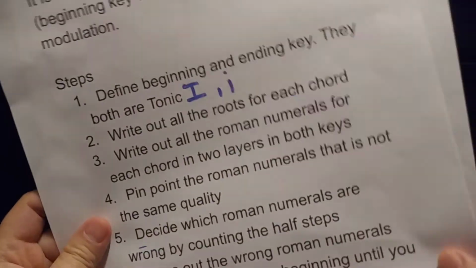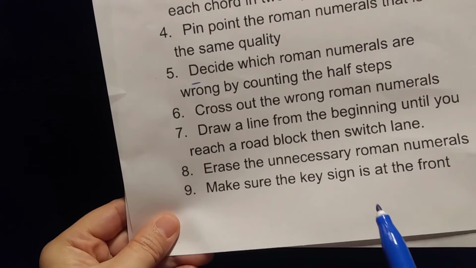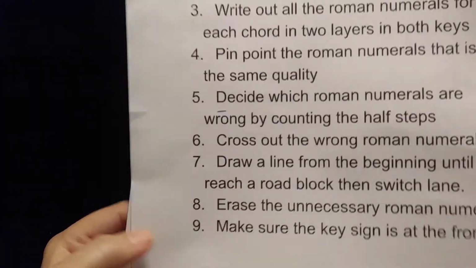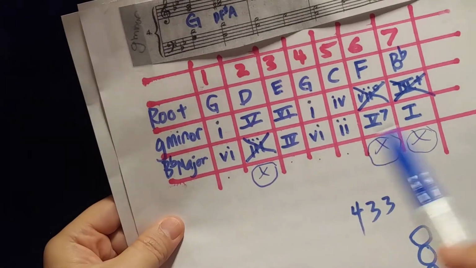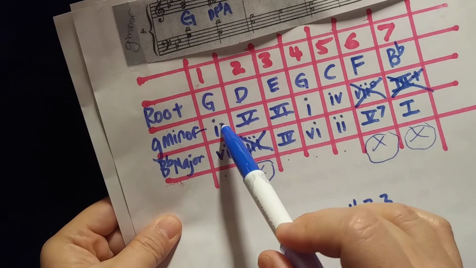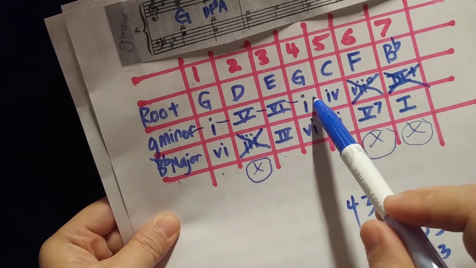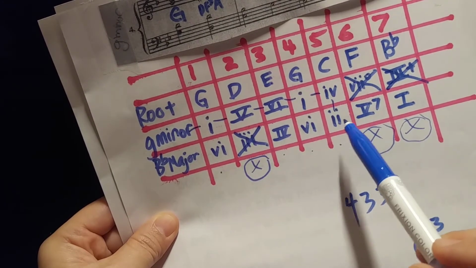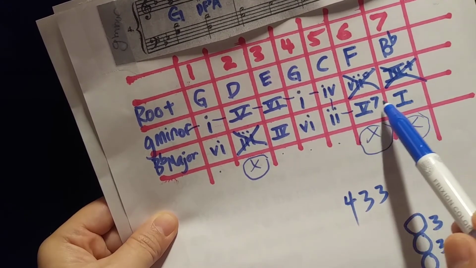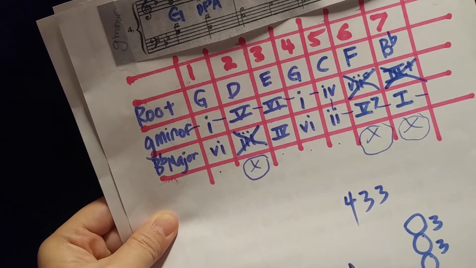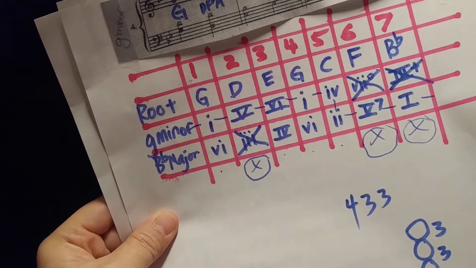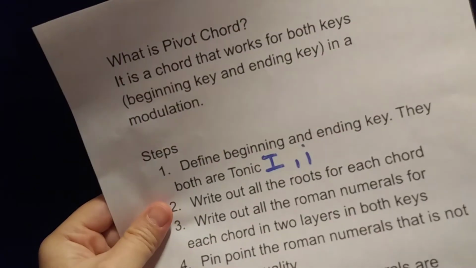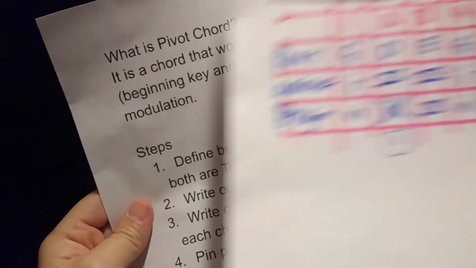Okay, then now number 7 is the exciting part. We're going to draw a line from the beginning until you reach a roadblock, then switch lane. So basically we start from right here. We keep going until you reach a roadblock. You can't really go there, so now you switch lane to here and then continue here and then continue here, and that is your ending. Given that, the place where you switch lane is your pivot chord.